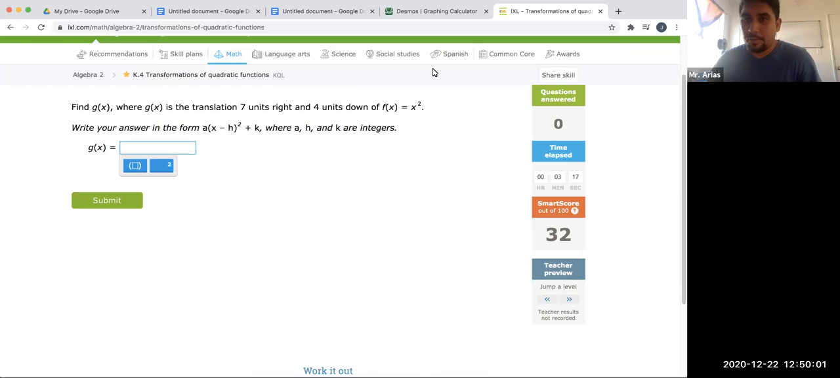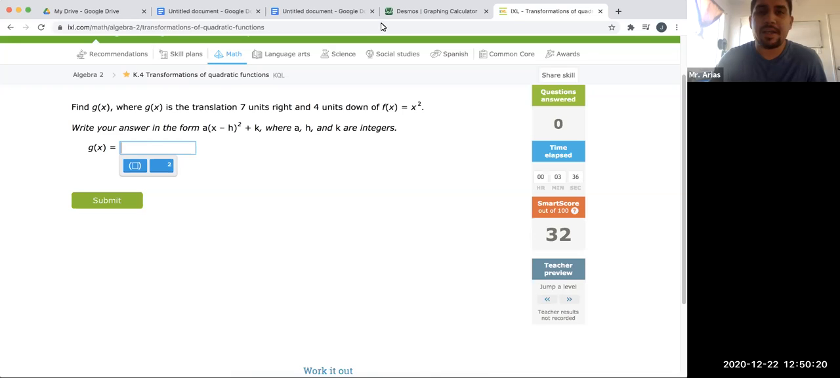And the problem says the following. Our job in today's class is to find out the function g of x, which is a function that shows the following changes on the mother function. G of x is a translation of 7 units to the right and 4 units down.